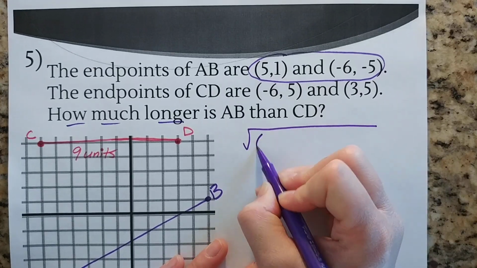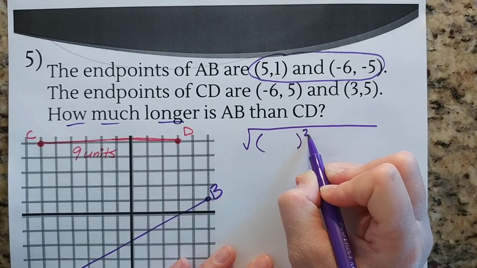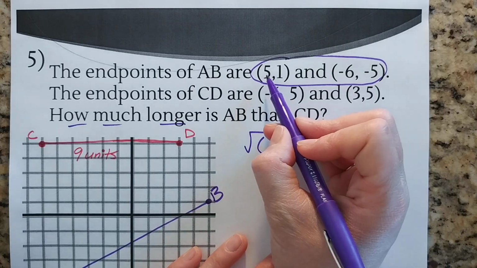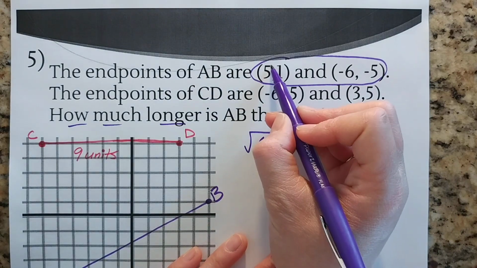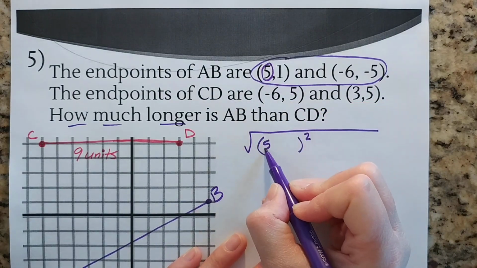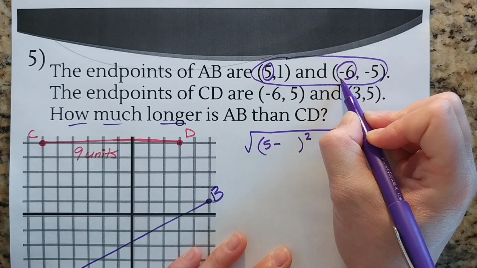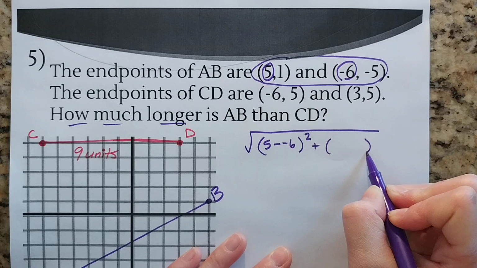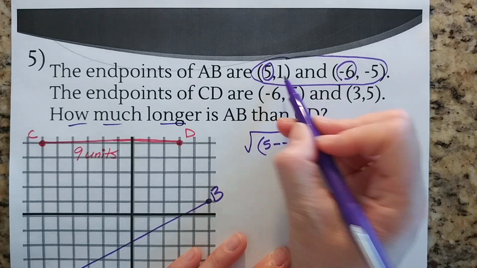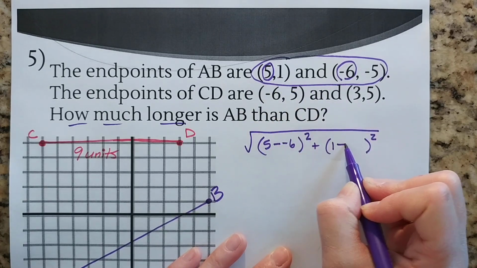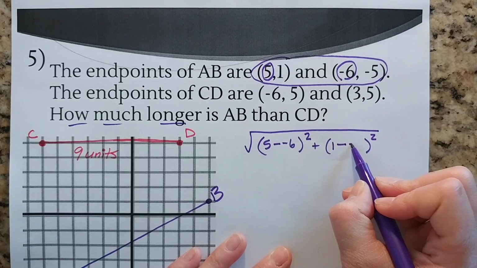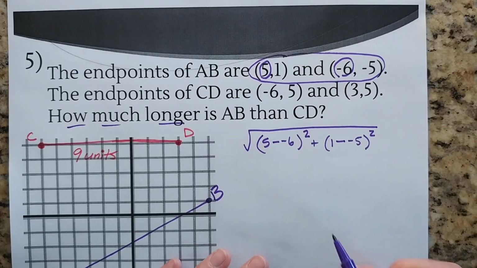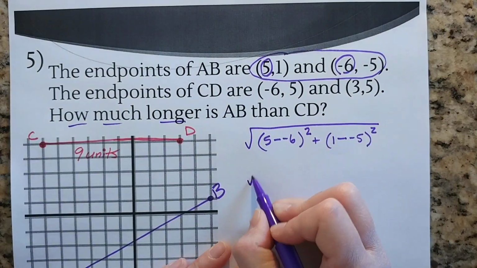Remember, the first thing I want to do is to subtract the x's. So I have 5, subtract -6. Now I'm going to subtract the y's. 1, subtract, oh, there's a -5. 2 double negatives. Now I'm going to evaluate what's in parentheses.